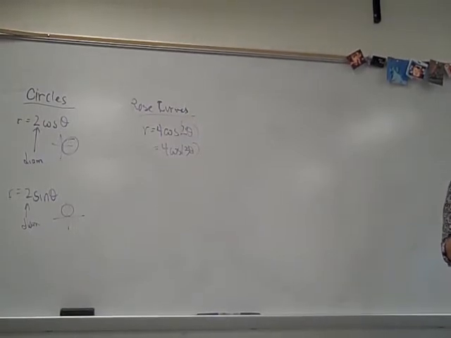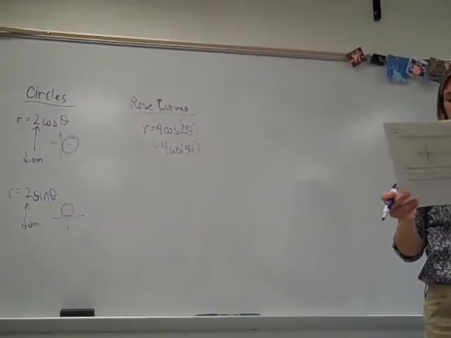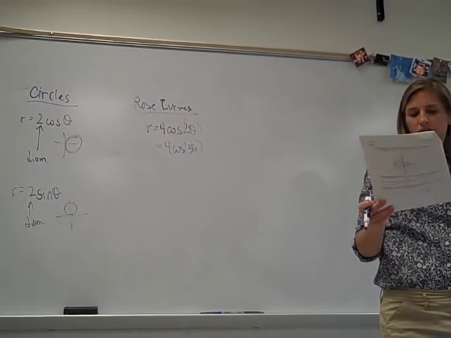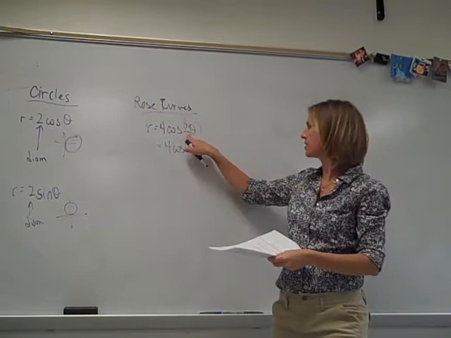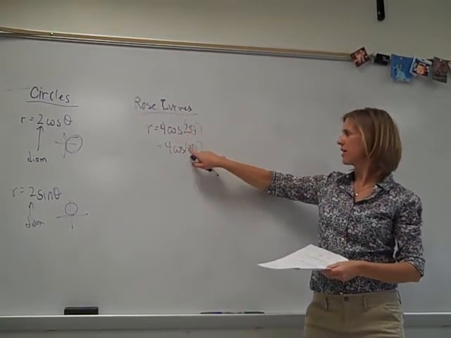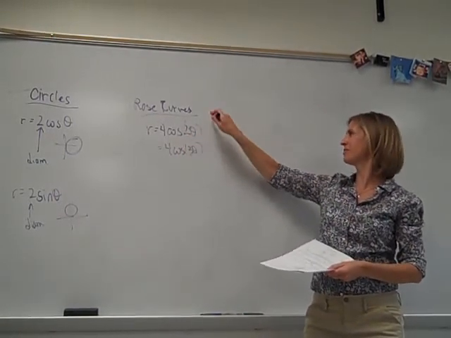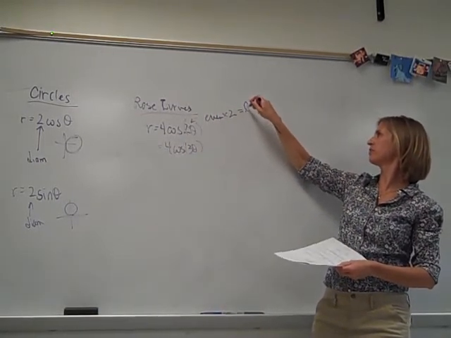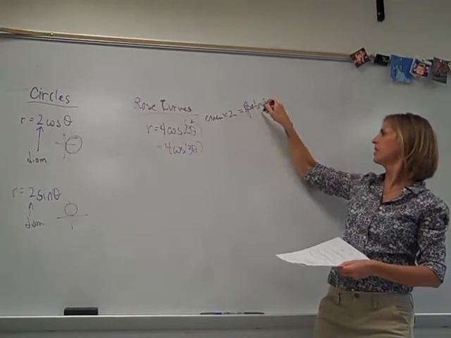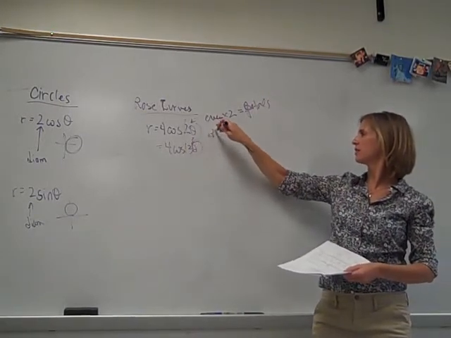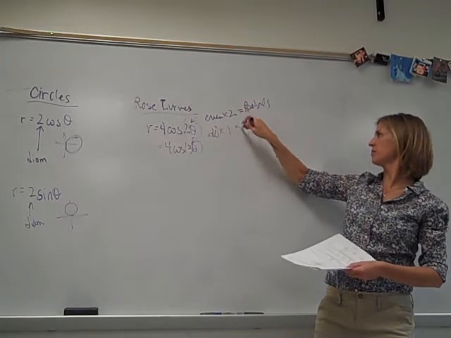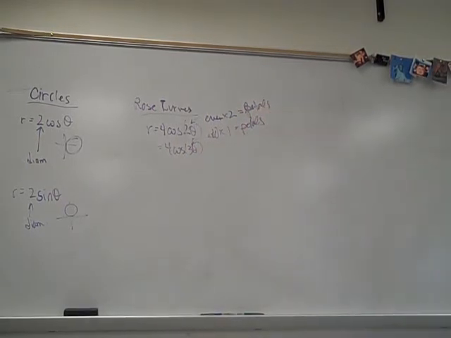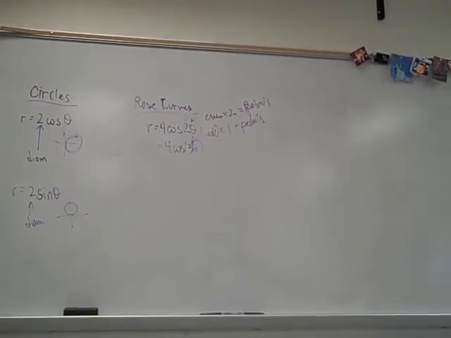For part 3, how does the value of n determine the number of leaves? If it's even, it's 2 times n. If it's odd, it's n. Exactly. If this number is even, we multiply it by 2, and that's how many petals we have, or leaves. If this number is odd, times 1 gives us how many petals. I don't know why. It's really kind of weird. I mean, I know why. That's the way it works, but it's still weird.